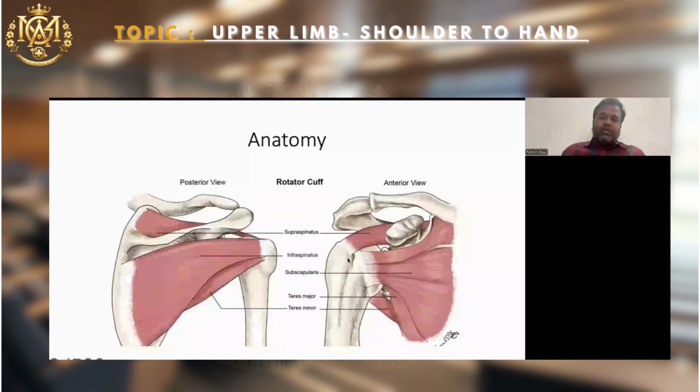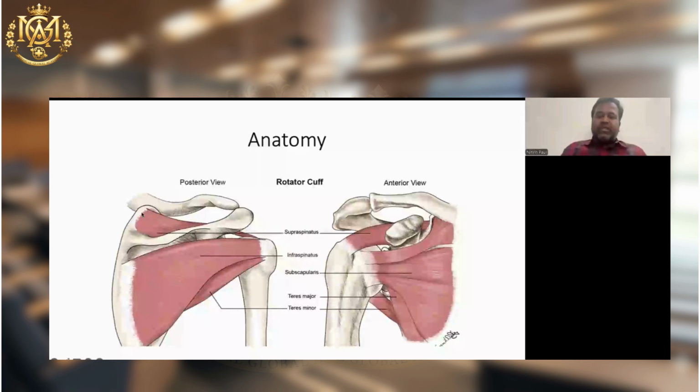Onto the greater tuberosity, mainly on the anterior facet, you have the supraspinatus muscle. And posteriorly, you have the infraspinatus and you have your teres.